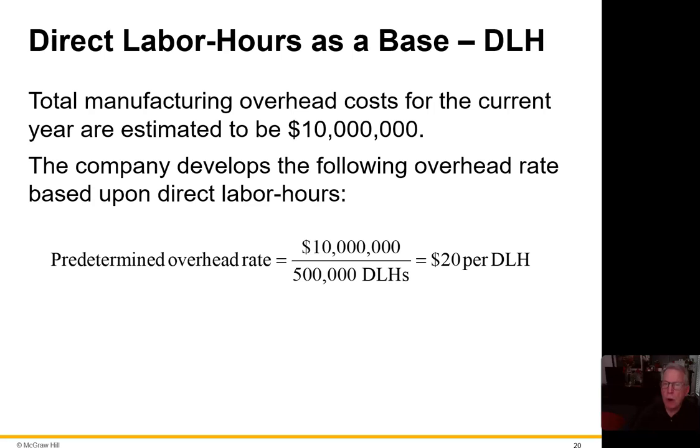Now, the total manufacturing overhead costs for the current year are estimated at $10 million. The company develops the following overhead rate based on direct labor hours. So we simply take the $10 million and divide it by 500,000 direct labor hours. We get $20 per direct labor hour to get our predetermined overhead rate.